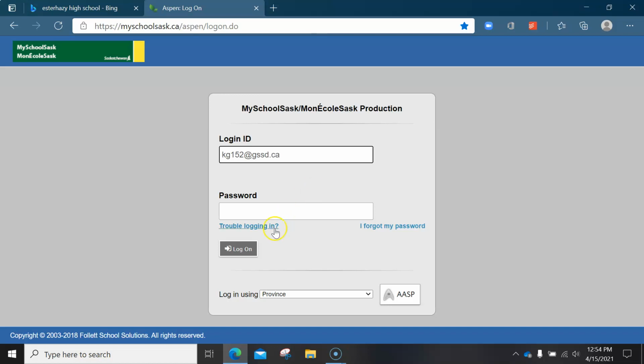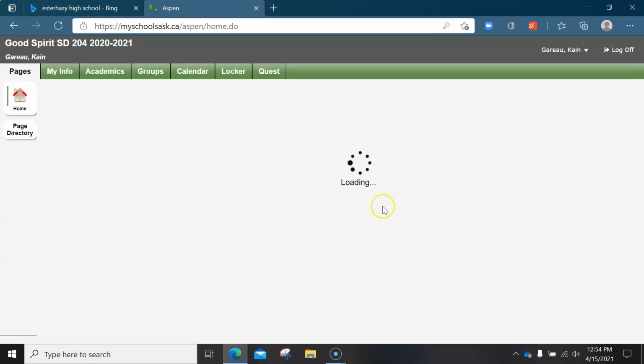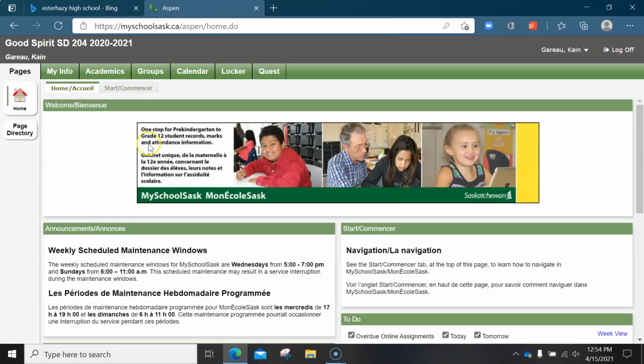gssd.ca to log in, and your password is capital GSSD204 exclamation. So it's going to look like that. Okay, and then we're going to log in. So we're going to use Kane's account today.